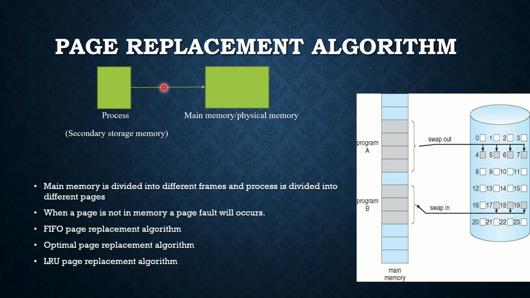That is, which frame it has to rewrite, or recopy back, or swap out to the secondary storage device, is decided by the page replacement algorithms. Usually there are mainly three page replacement algorithms: FIFO, first in first out page replacement algorithm, optimal page replacement algorithm, and LRU page replacement algorithm. In this video, I will discuss the FIFO, first in first out, page replacement algorithm.